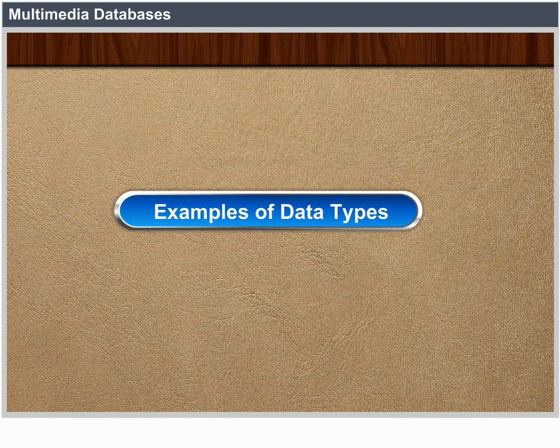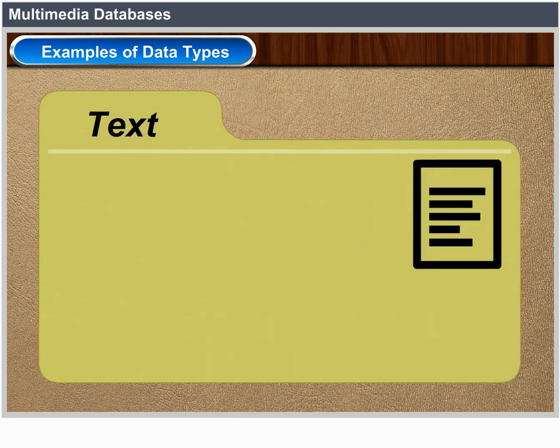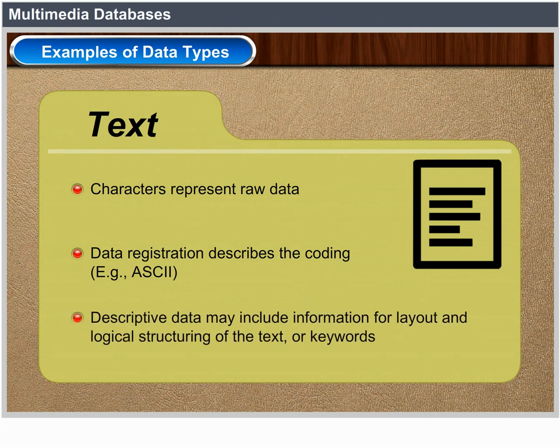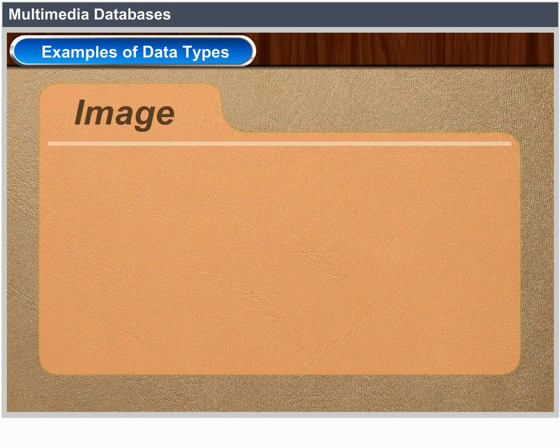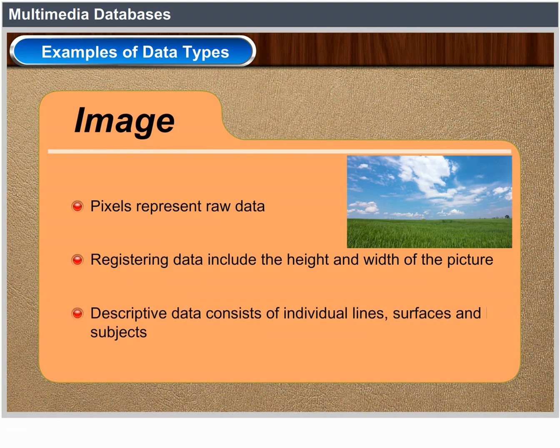Data types, examples. Text. Characters represent raw data. Registering data describe the coding, for example, ASCII. Descriptive data may include information for layout and logical structuring of the text or keywords. Image. Pixels represent raw data. Registering data include the height and width of the picture. Descriptive data are individual lines, surfaces, and subjects.